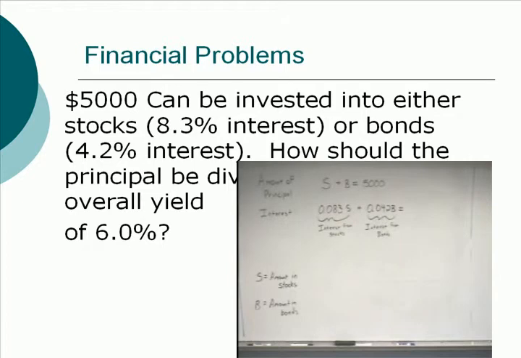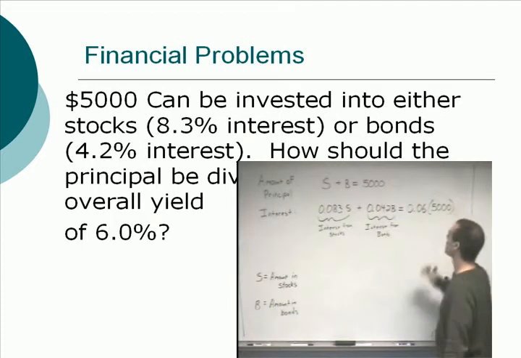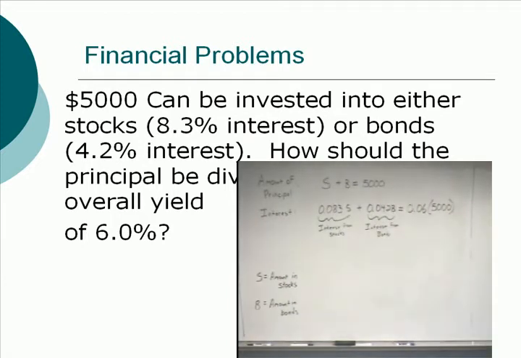And now what's our total interest got to be off of that? It's got to be 6% of 5,000, 0.06 times 5,000. There's our second equation. Now we just need to solve that.